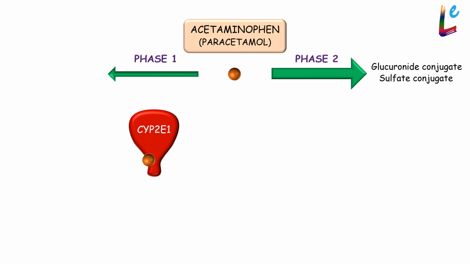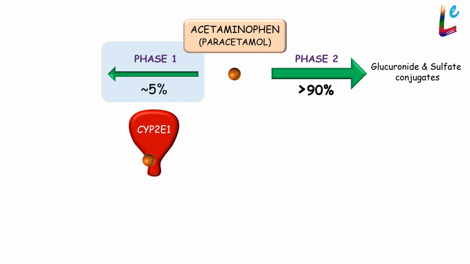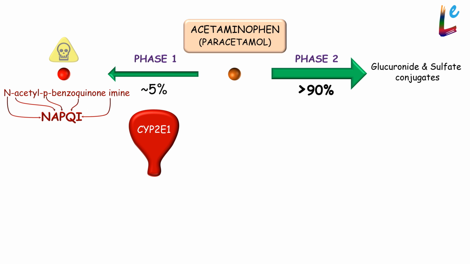But we just said that most of acetaminophen is directly conjugated. Then why are we discussing CYP2E1? This is because even though the fraction of acetaminophen metabolized by CYP2E1 is very small, the metabolite that is formed is highly toxic. This is N-acetyl p-benzoquinonimine or NAPQI.